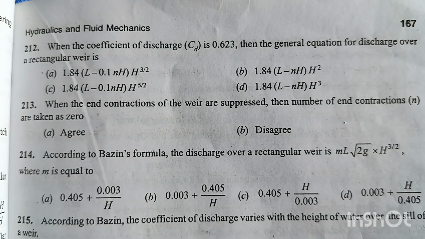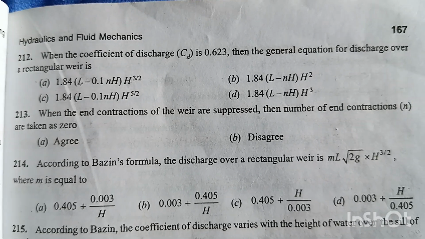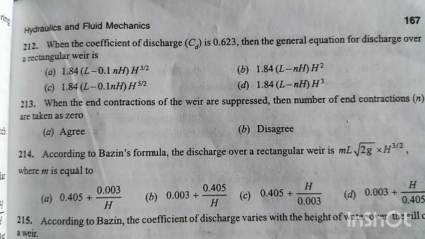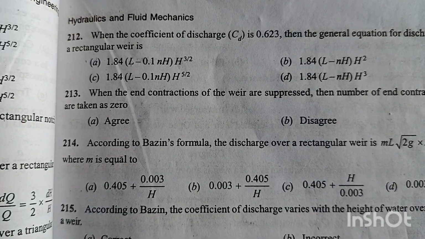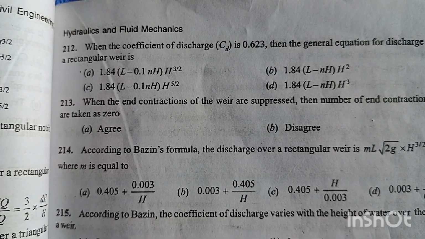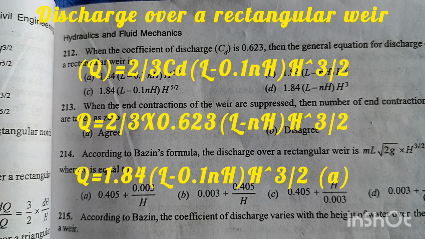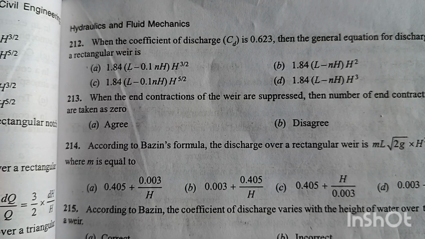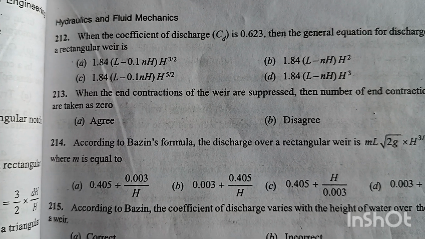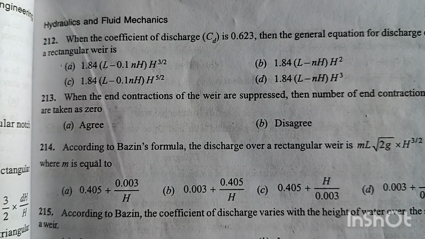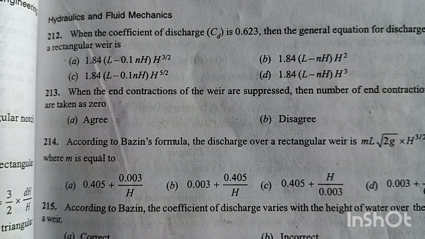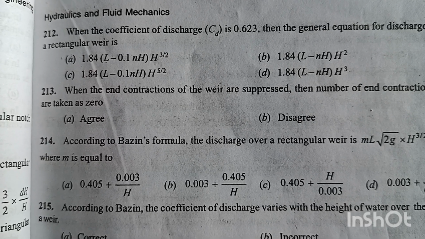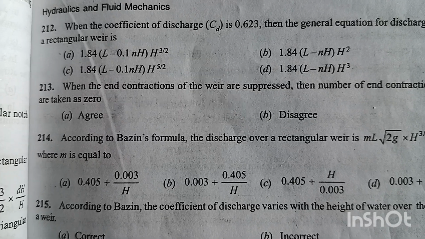Question number 212. When the coefficient of discharge CD is equal to 0.623, then the general equation for discharge over a rectangular weir is: the formula for discharge over a rectangular weir is equal to 2/3 CD (L minus 0.1 N H) root 2g into h to the power 3/2. If the coefficient of discharge is equal to 0.623, the discharge value will be 1.84 (L minus 0.1 N H) into h to the power 3/2. Option A is the right answer.